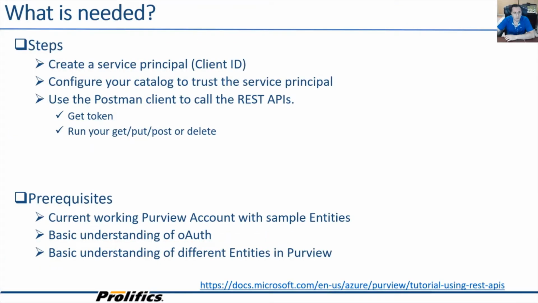A couple of assumptions here. Assumption number one, that you've already gone ahead and created a client ID as well as configured it, because we're going to need that client ID to run the Postman requests. Assumption number two is that you have a basic understanding of OAuth and the different entities in Purview. Now, if you don't have a good understanding of entities in Purview, then no worries, I have a couple of slides explaining just that.